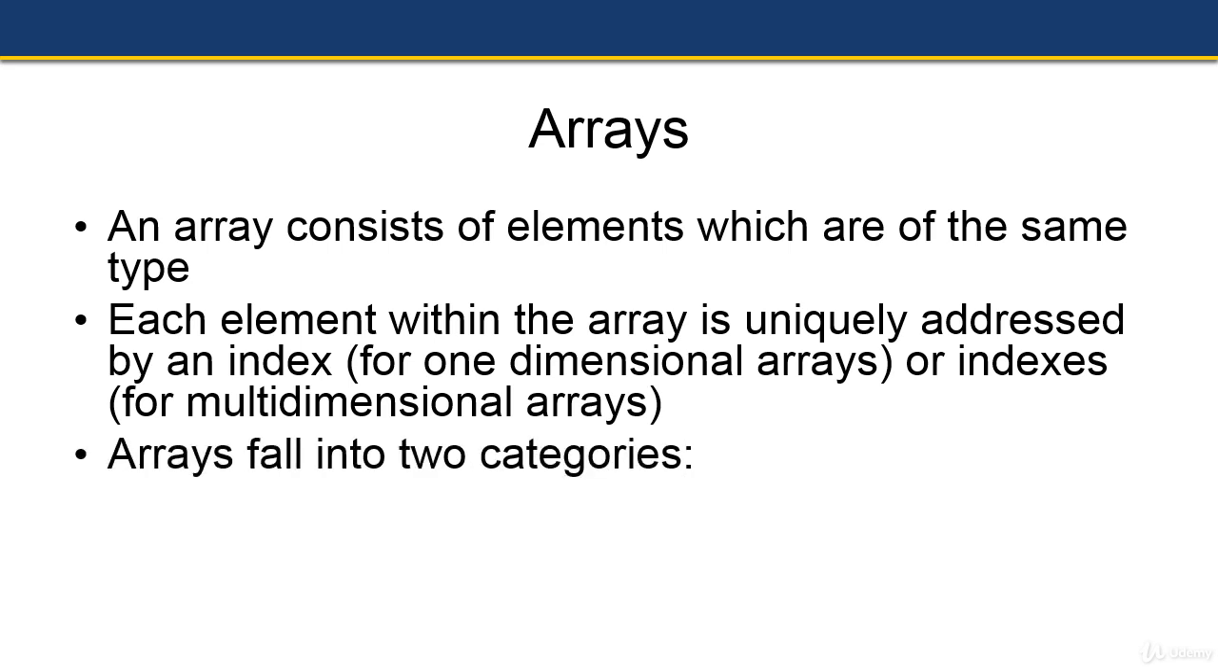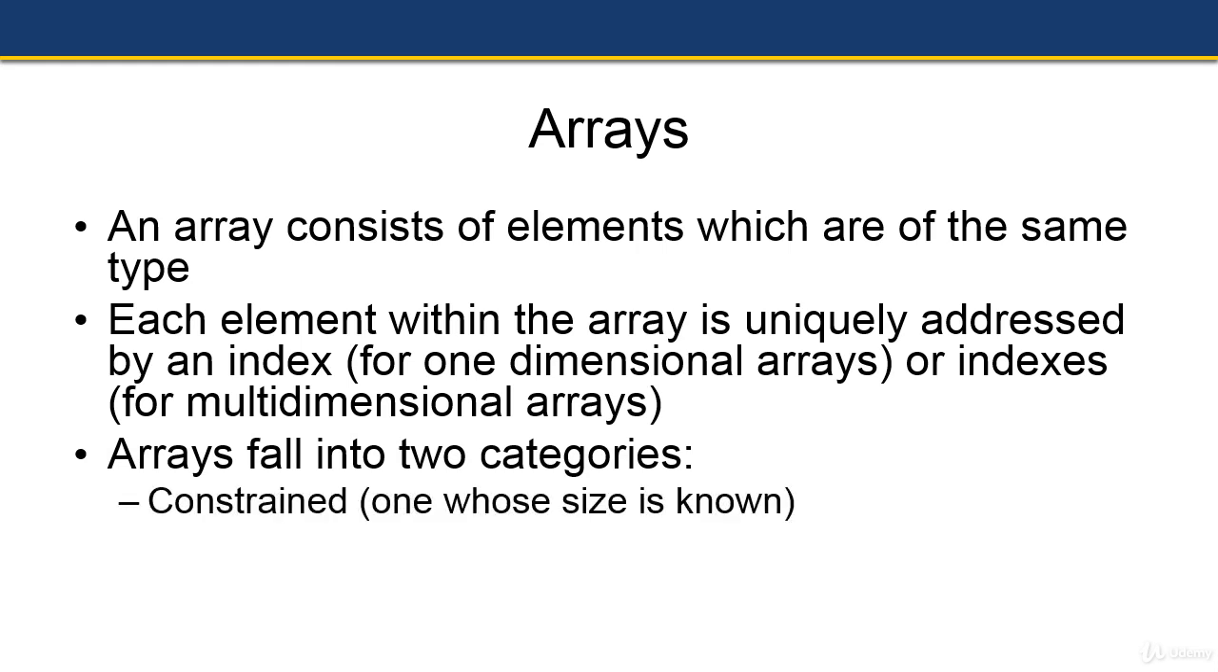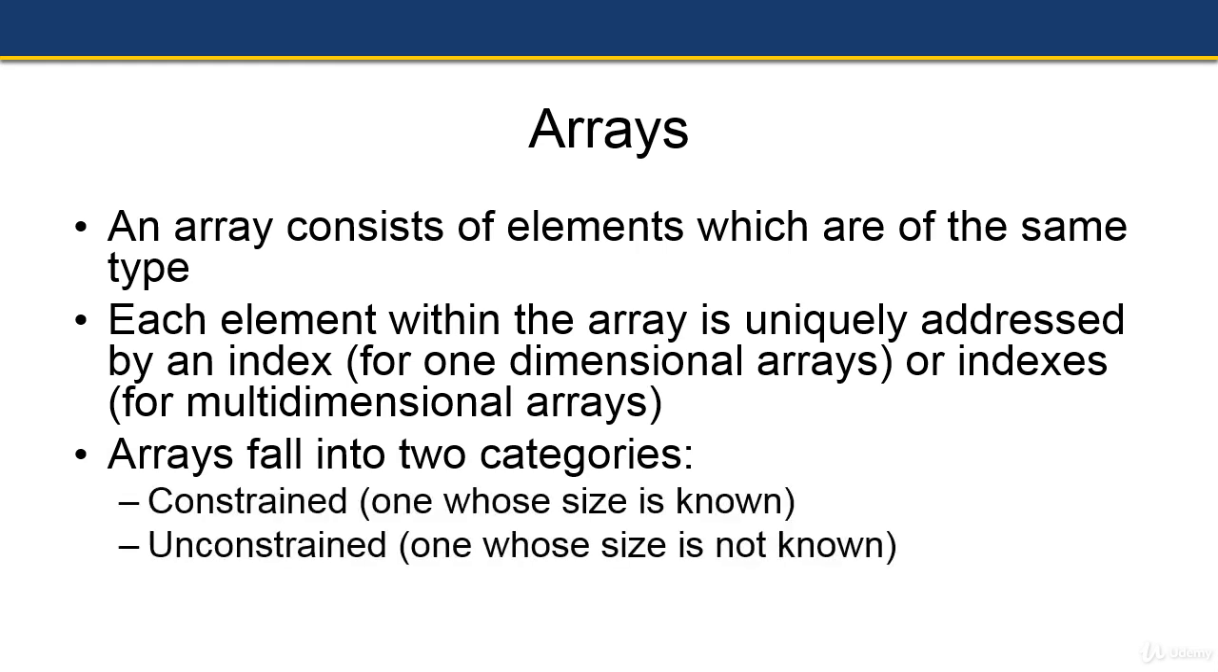Arrays fall into two categories, constrained and unconstrained. A constrained array is one whose size is known, whereas an unconstrained array is one whose size is not known.